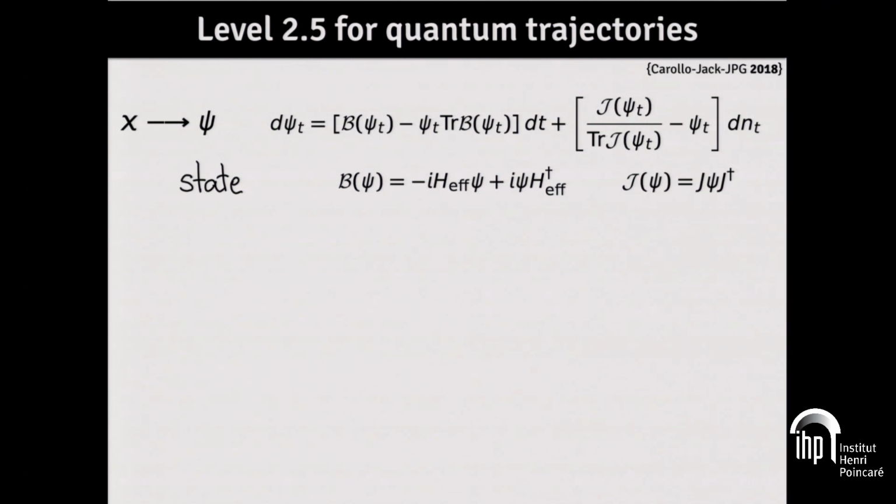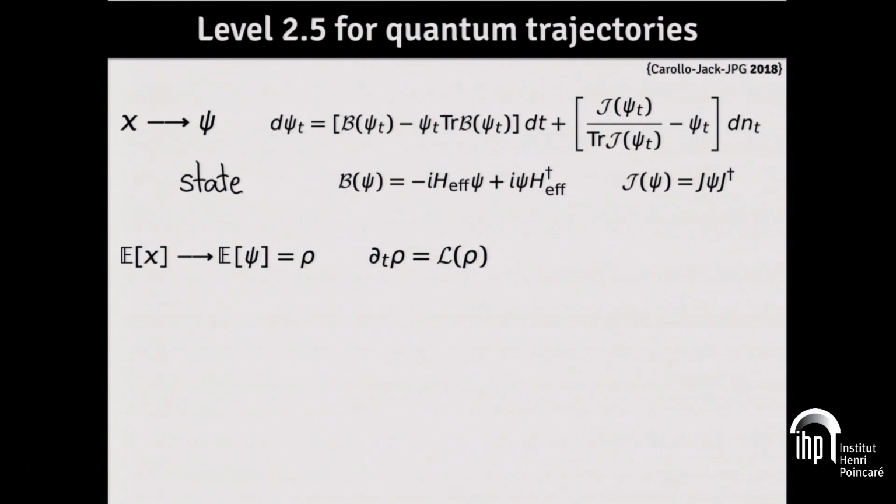So psi of t evolves with this equation that has this nonlinear form because it preserves the norm of psi and involves the effective Hamiltonian and the jumps. I wrote it for one jump, but the form is essentially the same for more jumps. So now, the expectation value over the state becomes the density matrix that evolves with the Lindbladian.